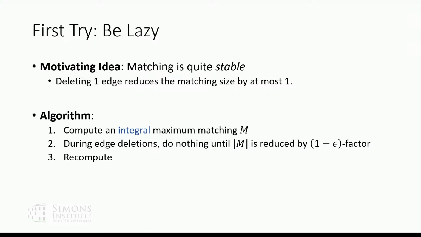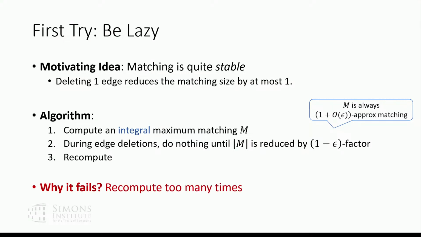We just do nothing because the matching cannot change that much. After that many deletions, maybe our matching isn't good anymore, so we recompute. That's the whole lazy algorithm. And it's clear this is always a good approximation because matching is robust in this way. Okay, the problem with this is that it's too slow.